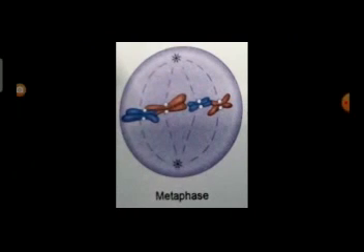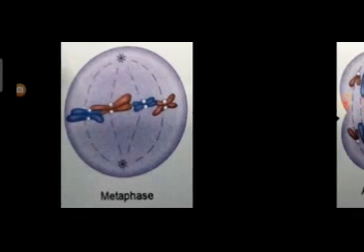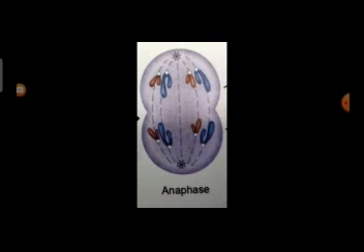The next one is metaphase. The duplicated chromosomes arrange on the equatorial plane and form a metaphase plate. The centromere of each chromosome divides into two, each being associated with a chromatid. Next one is anaphase. Here the centromeres divide and the two daughter chromatids of each chromosome separate and migrate towards the two opposite poles.